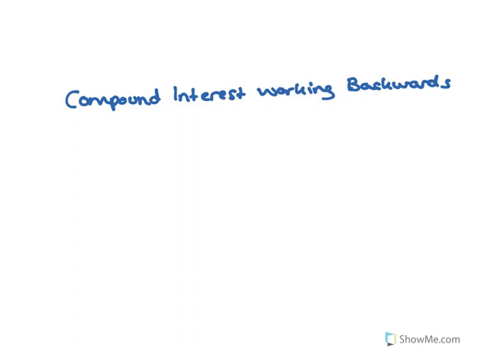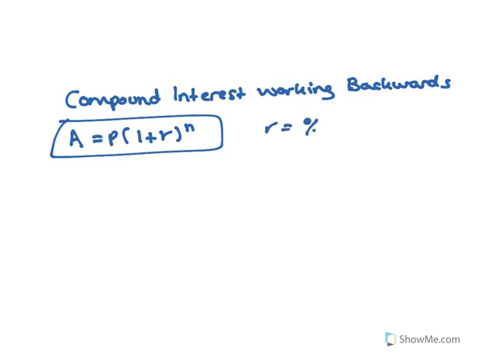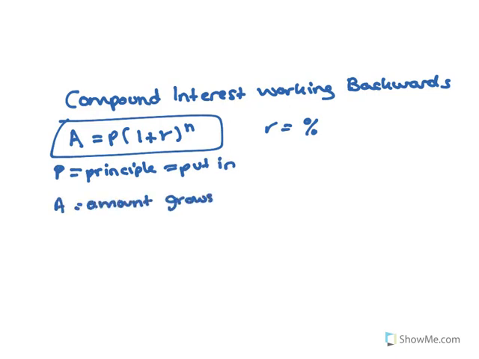Okay, just want to look at compound interest working backwards. So the compound interest formula is A equals P, brackets 1 plus R to the power of N, and R is a percentage. So P is the principal, or the amount you put in, so P for put in. A is the amount that it grows to. So that's like the principal plus the interest combined.